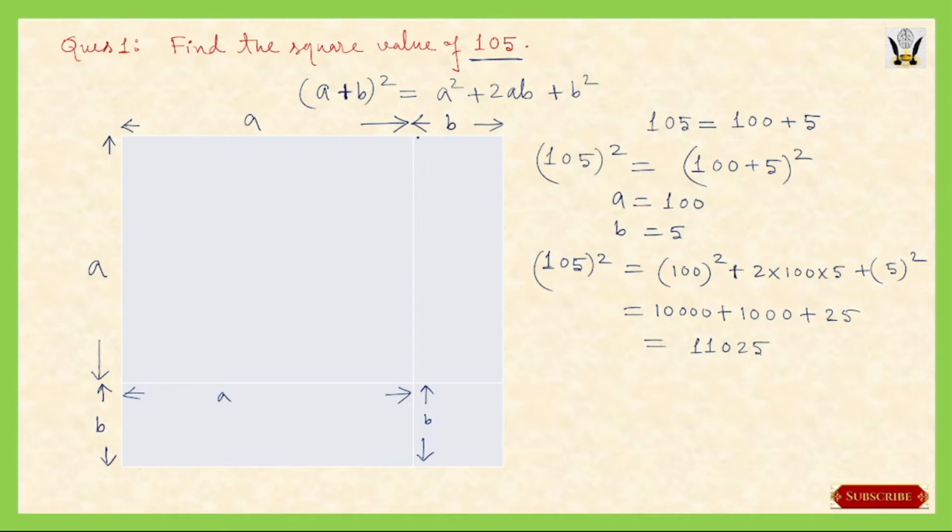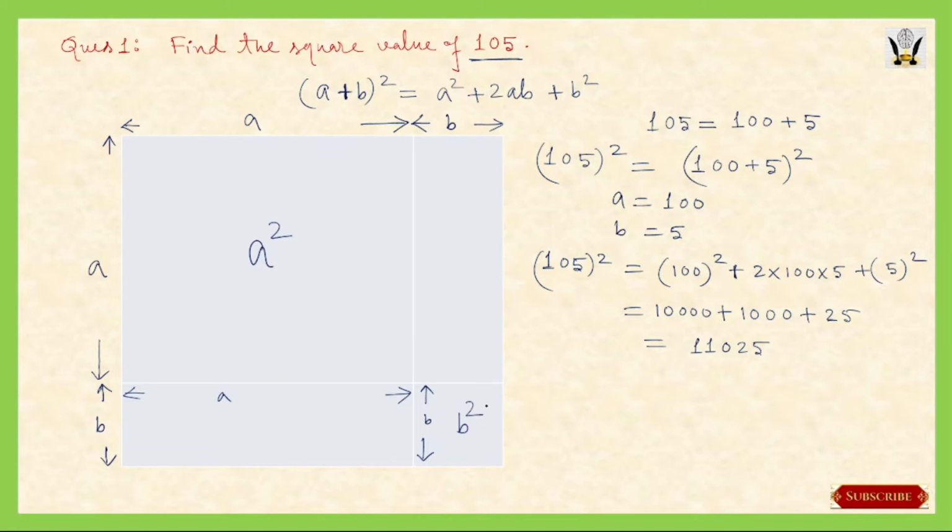So the biggest square that we can see here, each side is A. So what will be the area of this square? It will be A square. And the smaller square that we are having here, each side is B. So what will be the area of this smaller square?